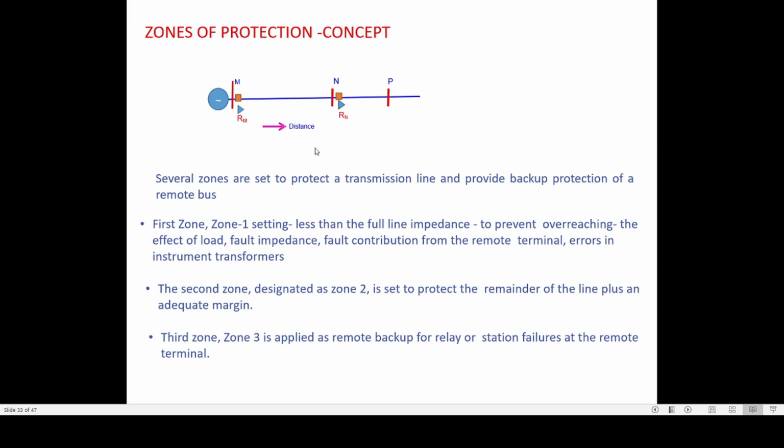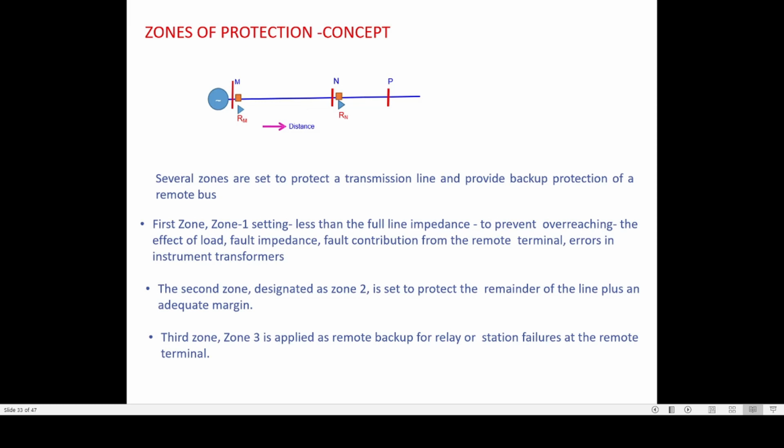But suppose all these errors are on the higher side. Then what happens if you set this relay zone 1 to 100% and all these errors are on the higher side? It might happen that this relay, which is measuring here, calculates this 100 ohm as 120 ohm and sees that, oh, this fault is in line NP, and then your relay may not operate correctly. That's why zone 1 of the main protection line, or zone 1 of the transmission lines, is never set to 100%. It is set to 80 to 85%, and generally it is set to 80%.